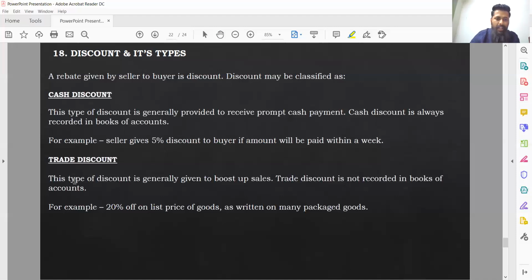Whereas trade discount is a type of discount that is generally given to boost up the sales, and trade discount is never recorded in the book of accounts. See, the cash discount is always recorded in the book of accounts, whereas trade discount is never recorded in the book of accounts. For example, 20% off on the list price of goods, as written on many packaged goods.